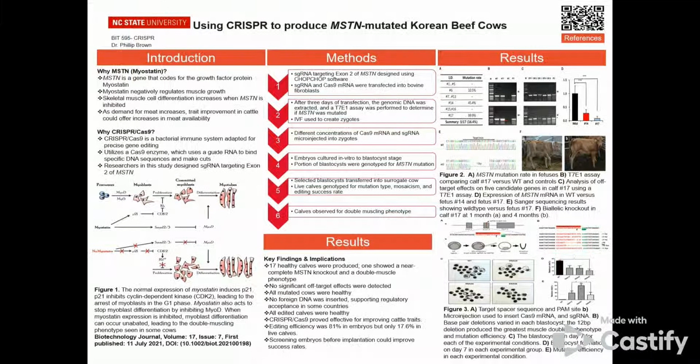So myostatin is a gene that codes for the growth factor protein myostatin. It's a negative regulator of muscle growth, and when active, leads to less skeletal muscle differentiation. This gene is found in all mammals, and mutations in this gene are observed as well in the case of the Belgian Blue cow and Piedmontese, which have an ineffective copy of this gene, leading to increased skeletal muscle differentiation.